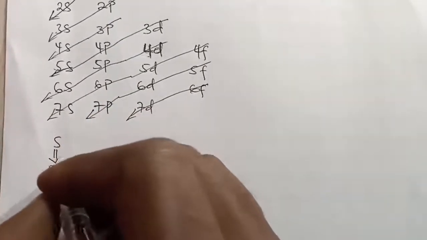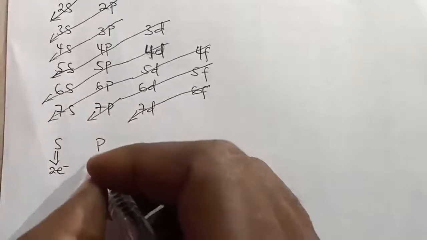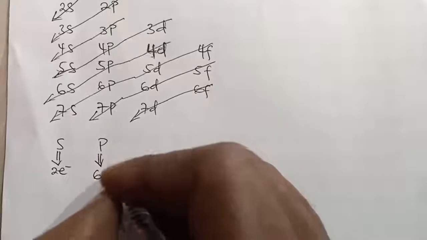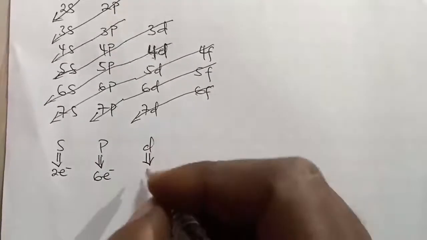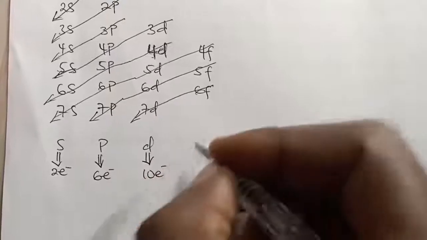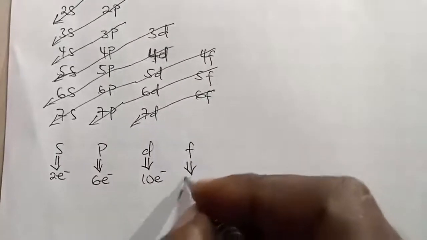So while filling, we need to note that the s orbital takes a maximum of 2 electrons. The p orbitals take a maximum of 6 electrons. The d orbital takes a maximum of 10 electrons. And the f orbital takes a maximum of 14 electrons.